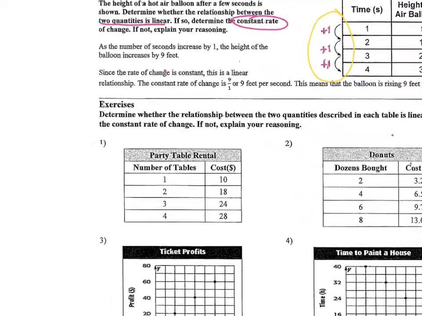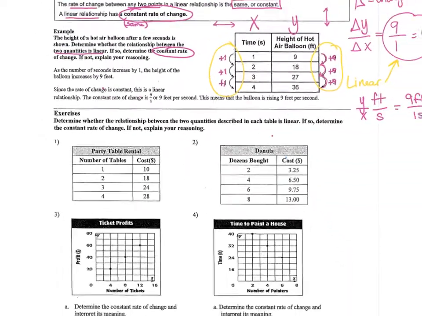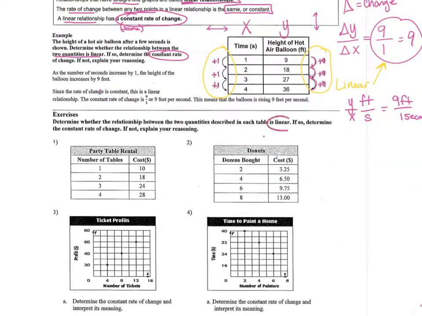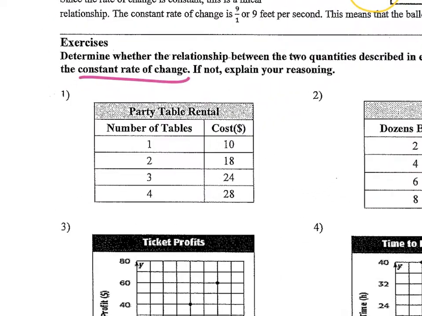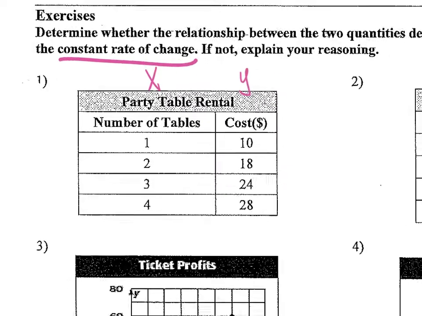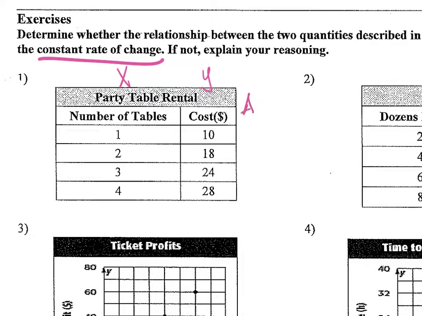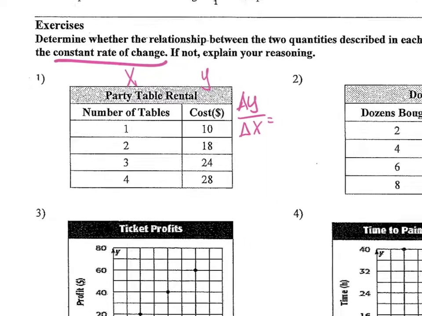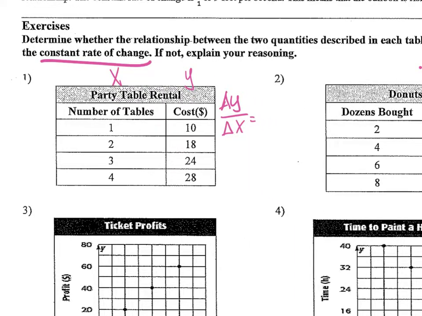So let's look at the first example down here. Determine whether the relationship between two quantities described in each table is linear. If so, find the constant rate of change. So number 1, I've got my x value, the number of tables, and y, the cost, so money. So I want to find my change in y over my change in x, and it's always a fraction like that. Even if it ends up being a whole number, you can write it over 1.